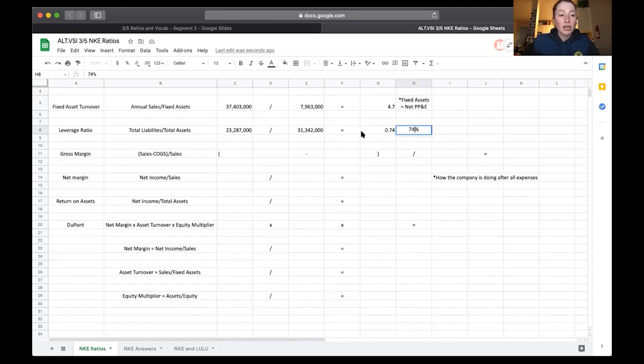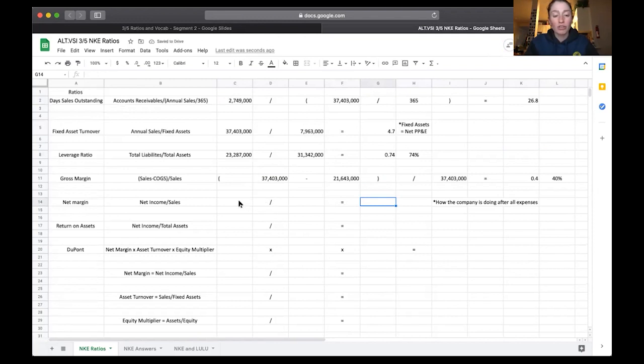And then for gross margin, that is taking your total sales. So that is your 37 million. And you divide that by your cost of goods sold, which is 21,643,000. And you divide that by total sales again. And you end up with 0.4 or 40%. All right, so that is your gross margin.